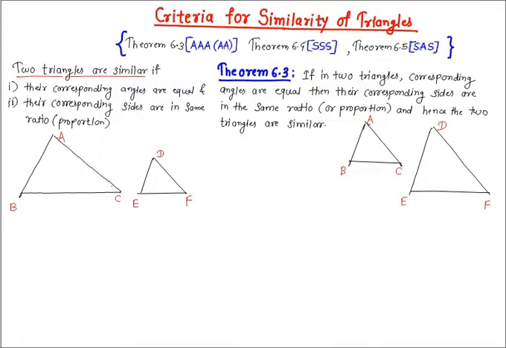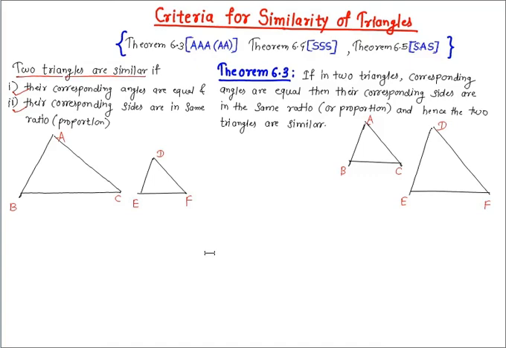In this session, we are going to learn criteria for similarity of triangles. In this, we will cover Theorem 6.3, which is for angle similarity criteria. Let's get started. In the previous section, we stated that two triangles are similar if their corresponding angles are equal and their corresponding sides are in the same ratio or proportion, right? So if these two conditions are fulfilled, we can say the two triangles are similar.